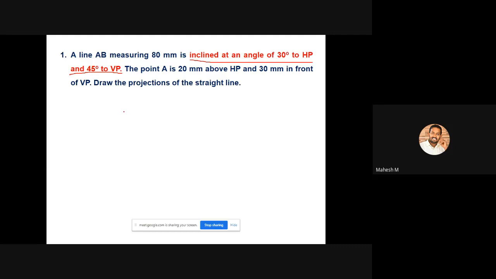So before going to start this, I will write the dimensions. The true length is 80 mm, and 30 degree is inclined to HP. So 30 degree to HP. Okay, I'm using a mouse, so the letters are going to be different. And also 45 degree to the VP.